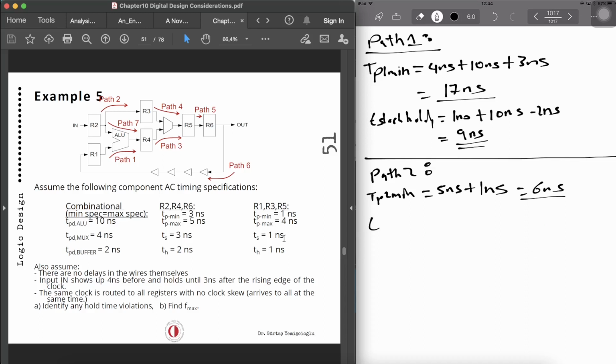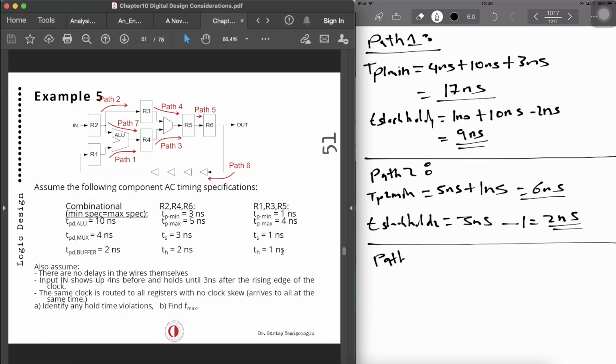Then T slack hold 2 will be the TP min of R2, which is 3 nanoseconds, minus the hold time of R3, which is 1 nanosecond, and that is 2 nanoseconds. So far, we don't have any violation in the hold. Then we do the same thing for path 3.